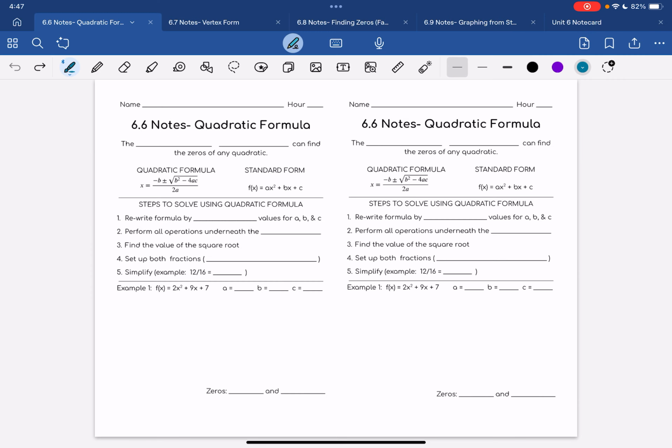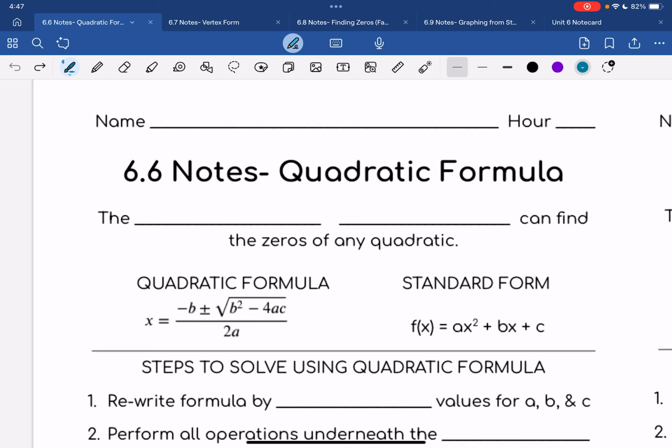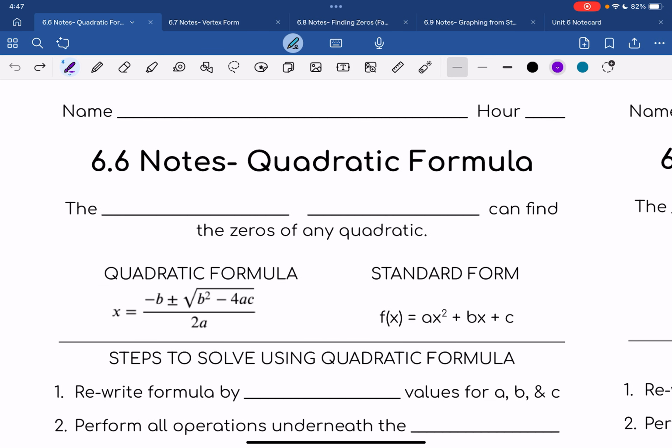Okay, this is our 6.6 notes video, which is over the quadratic formula. Okay, so the quadratic formula, that looks weird, formula, can find the zeros of any quadratic.